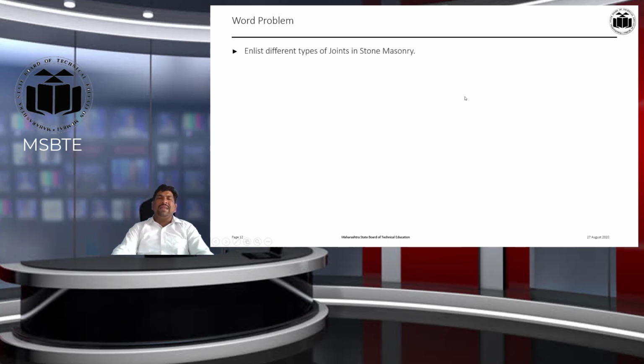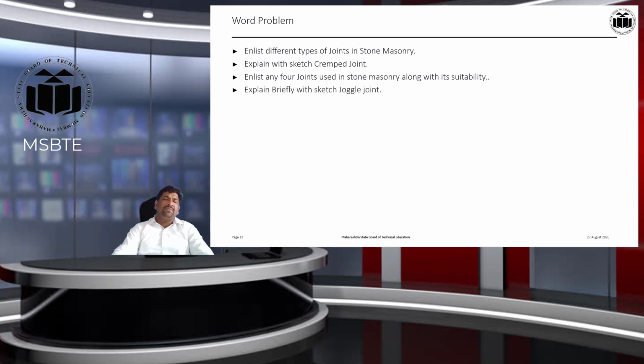Depending on these different types of stone joints, these are some of the word problems. So just take a pen and paper and list the different problems that could be asked in the examination. List different types of joints in stone masonry. Then explain with a sketch the cramp joint. Then list any 4 joints used in stone masonry along with their suitability. Then explain briefly with a sketch the joggle joint. Explain in detail the rusticated joint. So these are all the questions that could be asked in the examination.